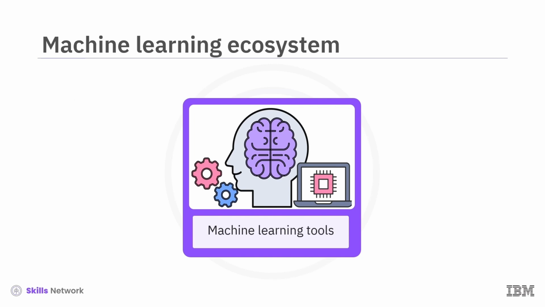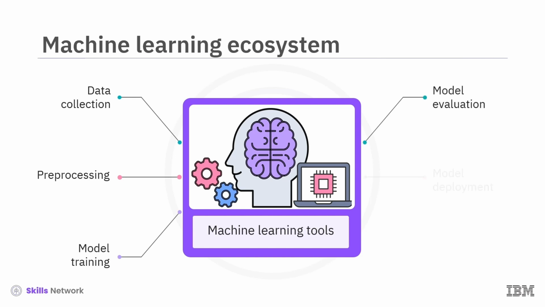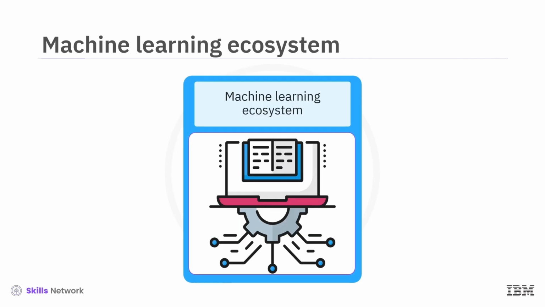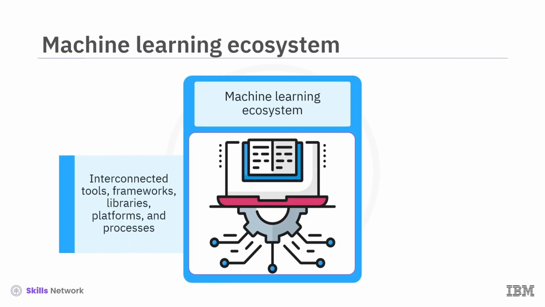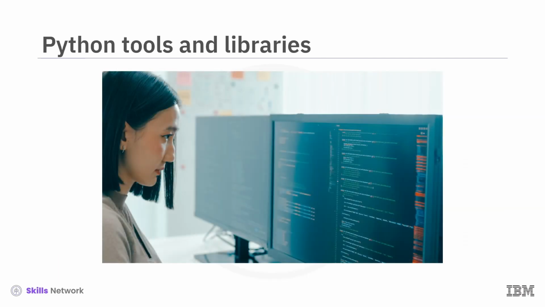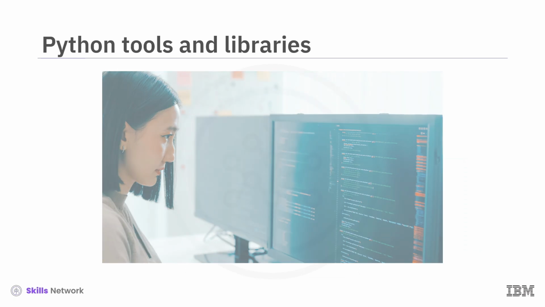They are useful for data collection, pre-processing, model training, model evaluation, model deployment, and monitoring. The machine learning or ML ecosystem refers to the interconnected tools, frameworks, libraries, platforms, and processes that support developing, deploying, and managing machine learning models. Python offers a wide variety of tools and libraries for machine learning. Several open-sourced Python libraries comprise one of the most widely used ecosystems for machine learning.